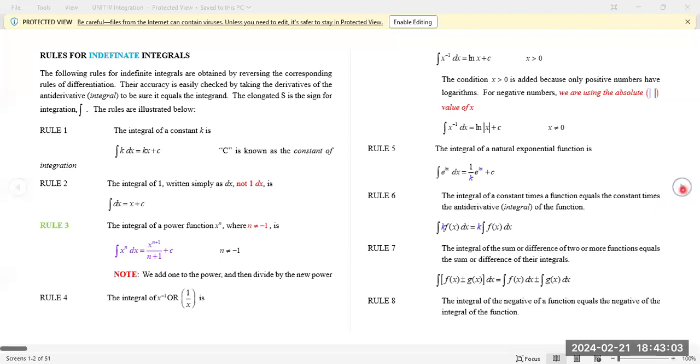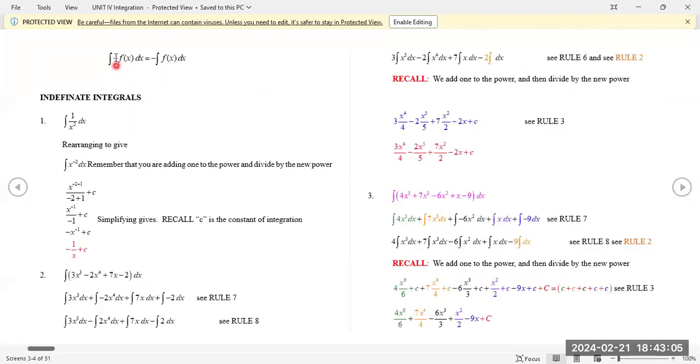Let me jump to number 8, because number 8 is something similar. If I'm integrating a negative function, all I have to do is to draw the negative out of the integral. See it right here, so integrate the function. When I finish integrating the function, all I do is multiply everything back by the negative one, or the negative number, right?